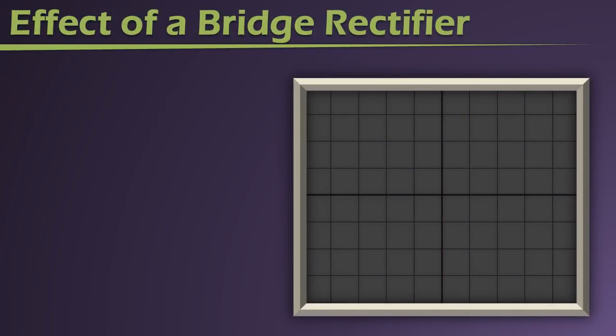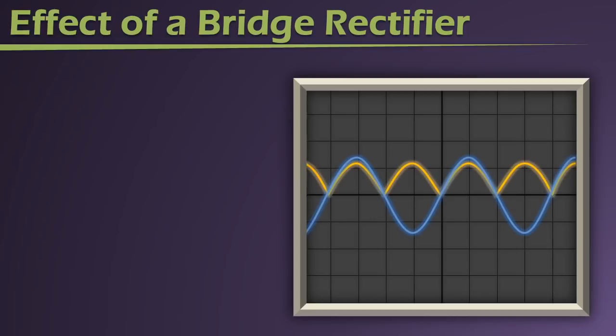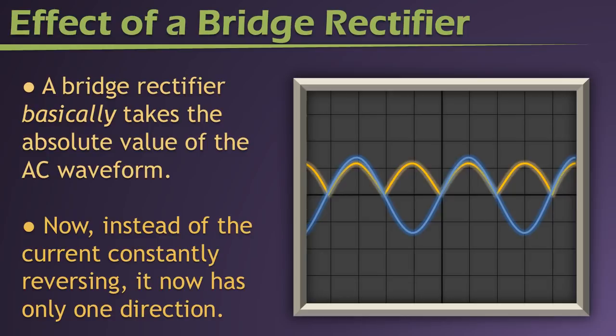So here's what it would look like on an oscilloscope. And there we are. The yellow trace is our output from our bridge rectifier, and our blue trace is the input to the bridge rectifier coming from the transformer. So a bridge rectifier, in a mathematical sense, I guess, takes the absolute value of that AC waveform that you provide it with. So wherever the AC went negative, you now produced a mirrored positive voltage. And now, instead of the current constantly reversing and going back and forth, the current now goes in one direction only. So now we're one step in the right direction.